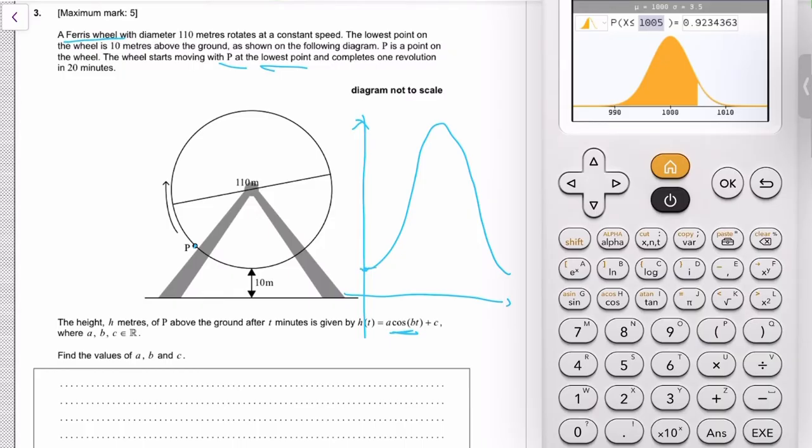Alright, so according to the question, this is 10. The top is like 10 plus 110, so 120. The period, so complete one revolution in 20 minutes. So this is 20.